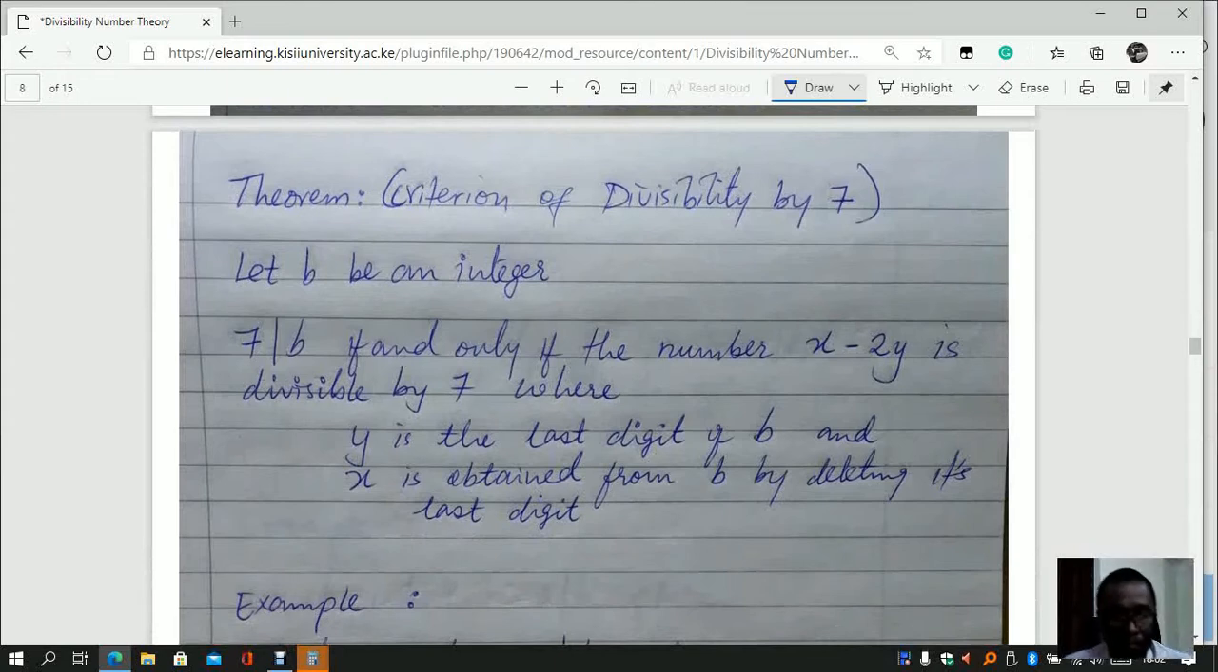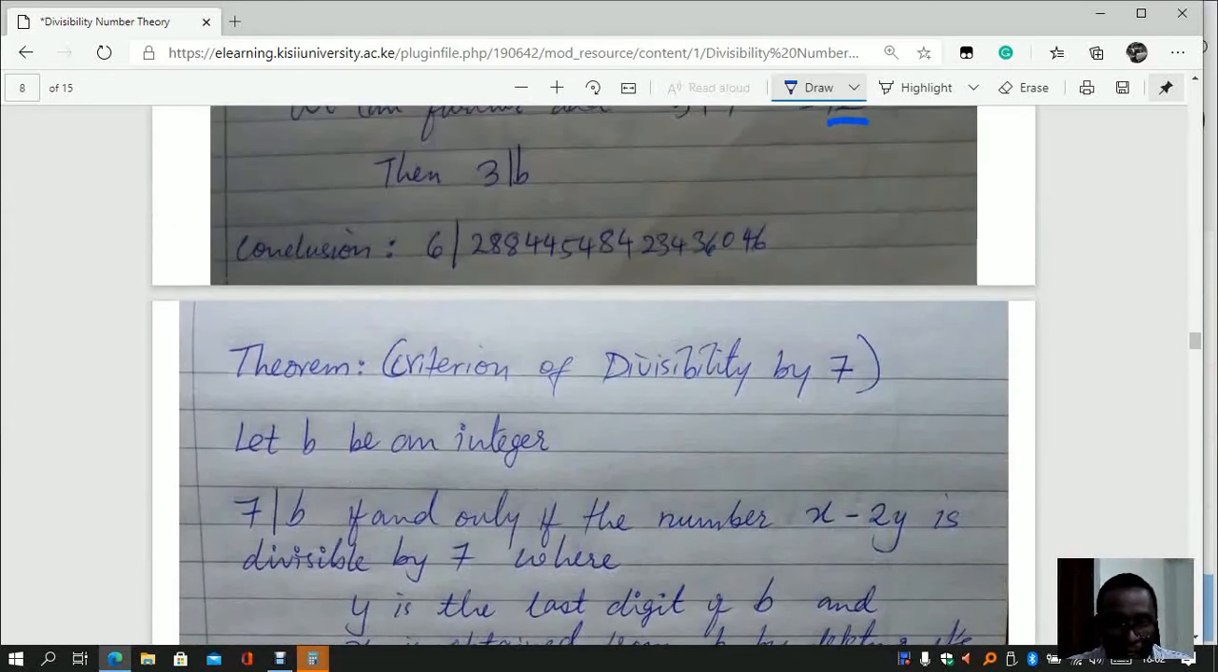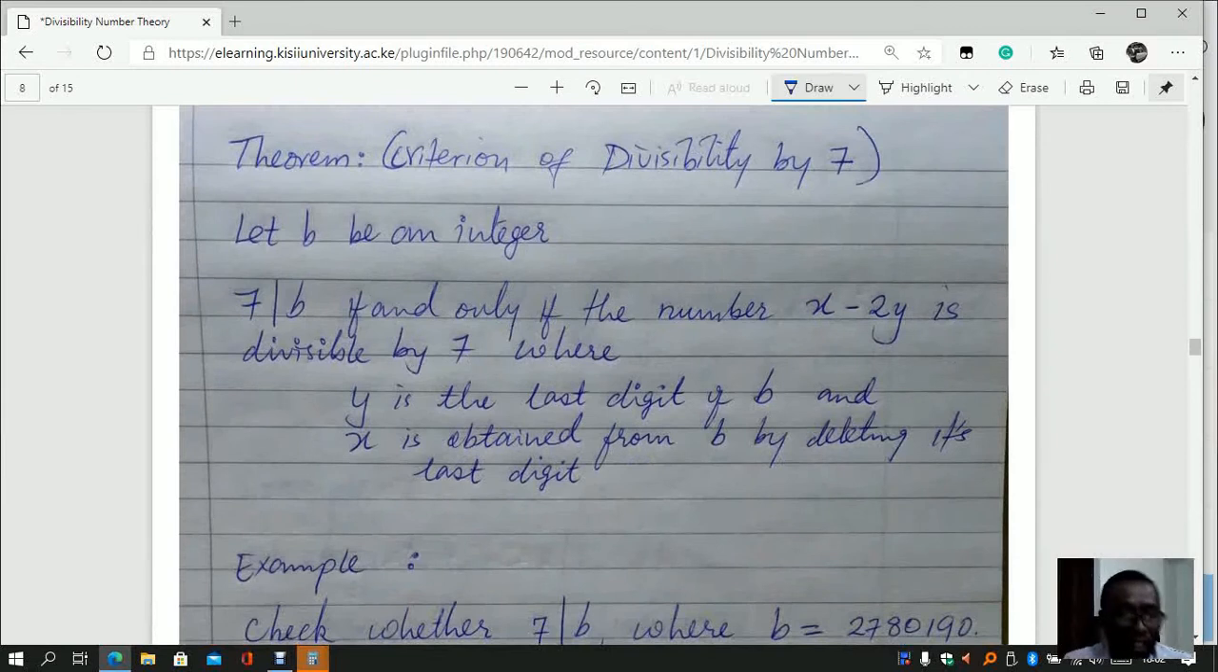Now the close-to-final one is a very interesting one, the criterion of divisibility by 7. We state here that B is an integer. 7 divides B if and only if the number x minus 2y is divisible by 7, where y is the last digit of B and x is obtained from B by deleting its last digit.